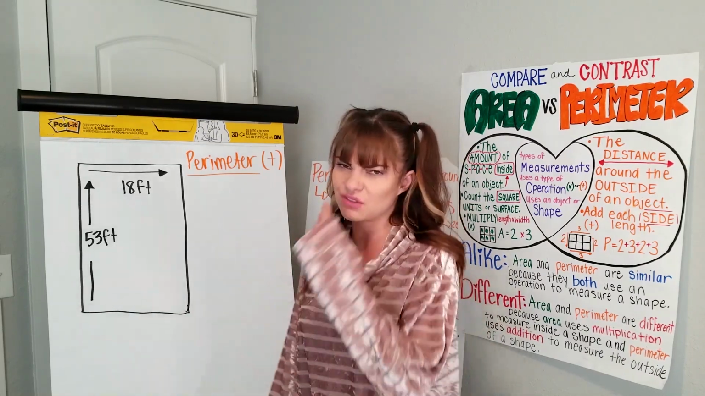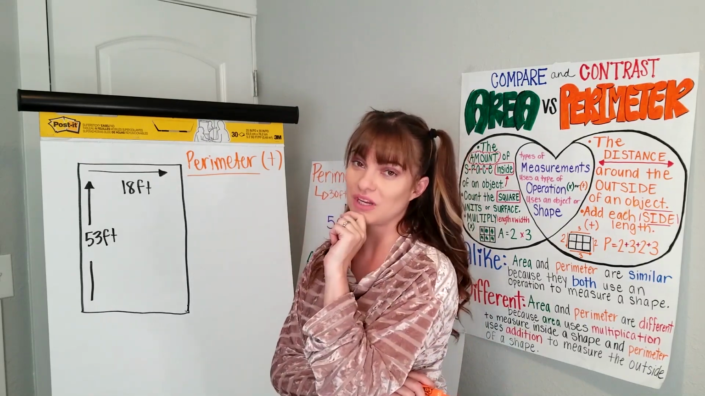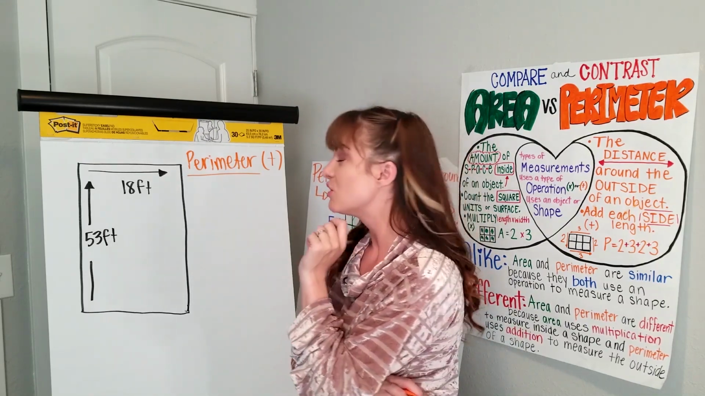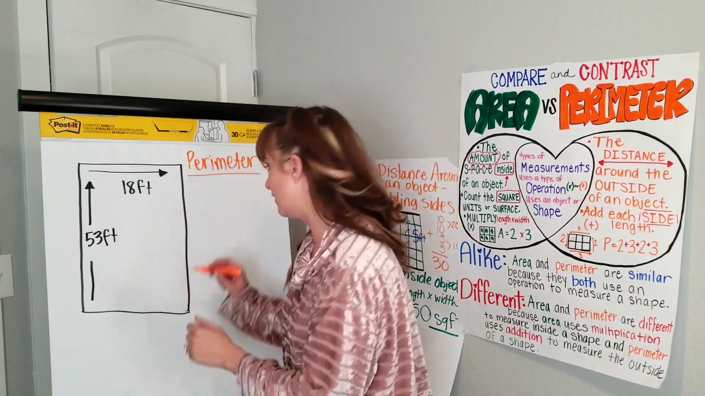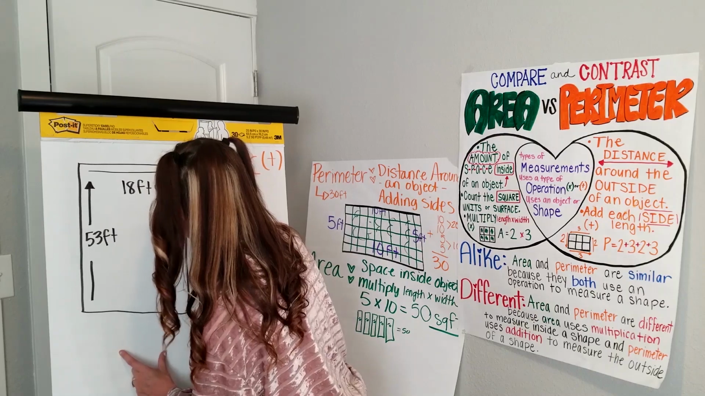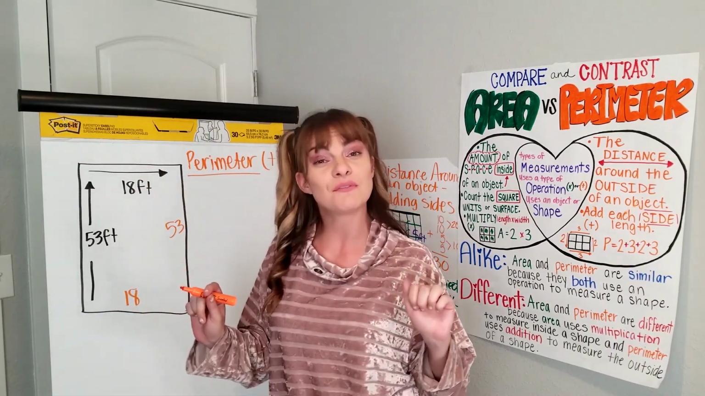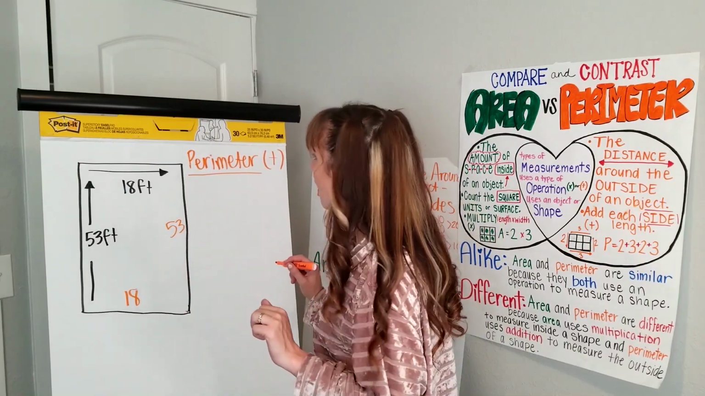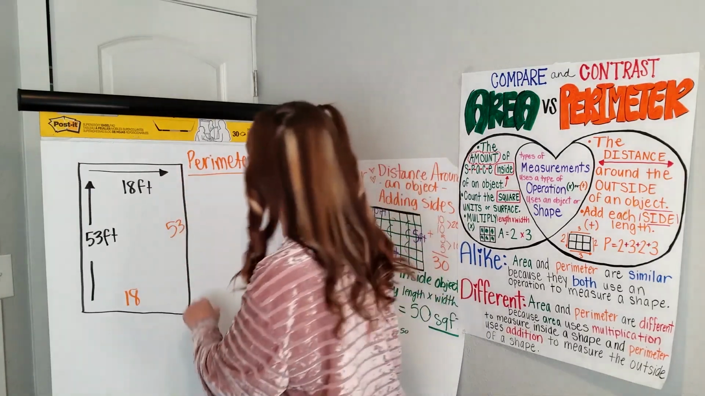Now, I only have 2 sides I measured. Well, lucky for me, my backyard is a rectangle. So that means that both sides are equal lengths. So I'm going to add a 53 on this side and an 18 on this side just to help me for my perimeter's sake. Now, since we said it's addition, we're going to add up all our sides.